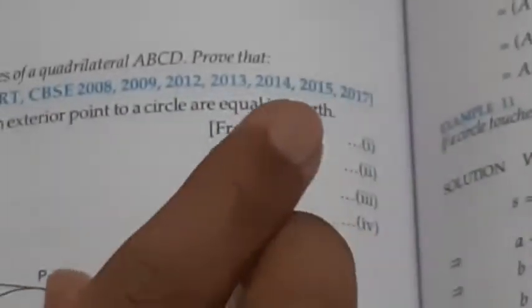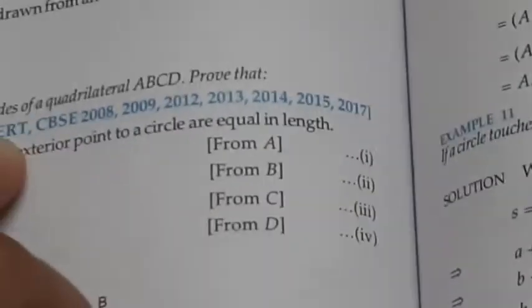Then we have, look at that, 8, 9, 12, 13, 14, 15, 17. It means this question is very important, and on the other hand, it is given in the NCERT itself. So this makes it even more popular. NCERT questions have also been given in RD Sharma, which makes it a very good book.